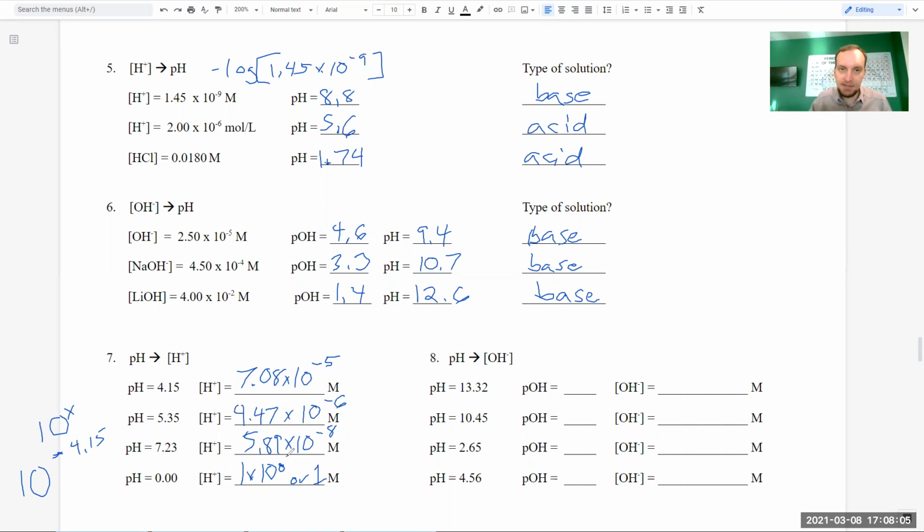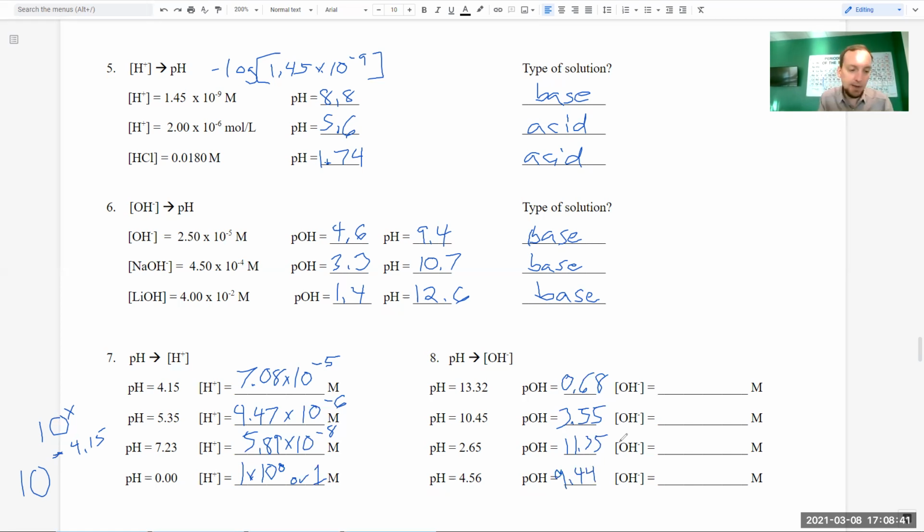Number 8 is basically the exact same thing, except we need to start in pH, go to pOH, and then find the OH concentration. So if my pH is 13.32, I'm just going to subtract that from 14. And what I get is 0.68. If I subtract 10.45 from 14, I get 3.55. If I subtract 2.65 from 14, I get 11.35. And subtract that from 14, and I get 9.44.